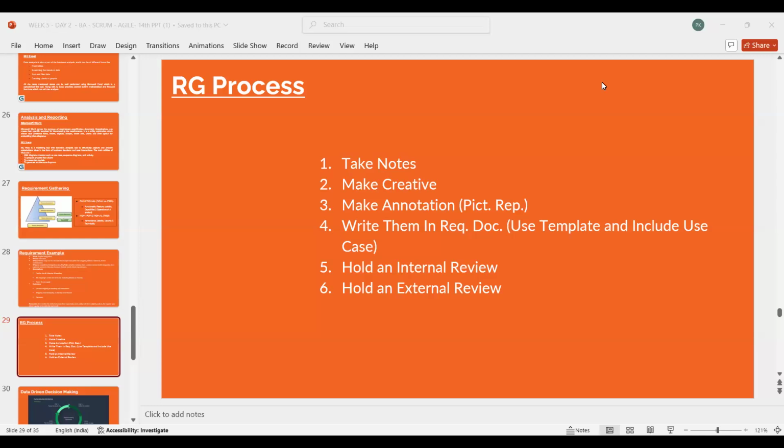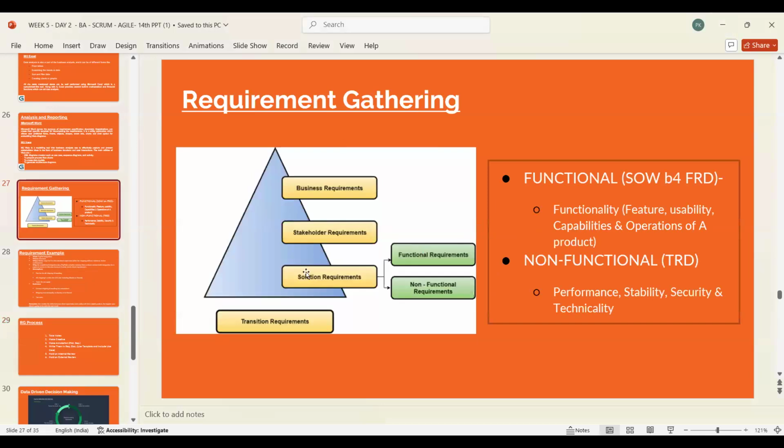Let's continue our journey on the BA understanding. As far as I remember, yesterday we were discussing requirement gathering and transition requirement was remaining, right? Please correct me if I'm wrong. Transition requirement, did we discuss that yesterday? Did Gaurav discuss that? I couldn't get that in the recordings.